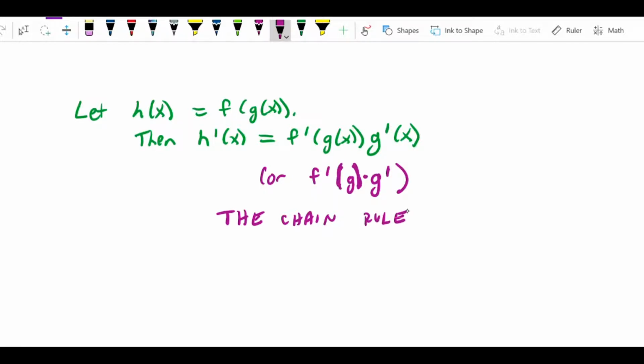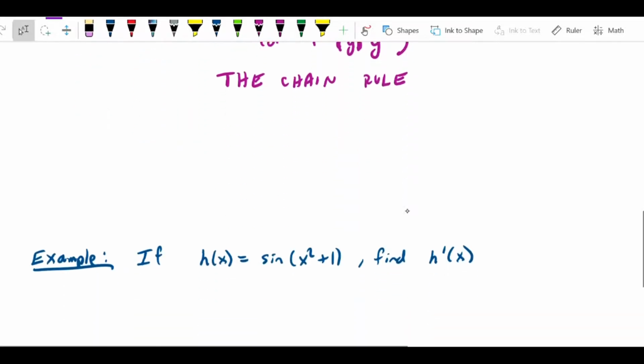And it is to composite functions what the product and quotient rule are to product and quotient functions. I guess you could call it the composite rule. They just don't call it that. They call it the chain rule. So let's see how the chain rule works.